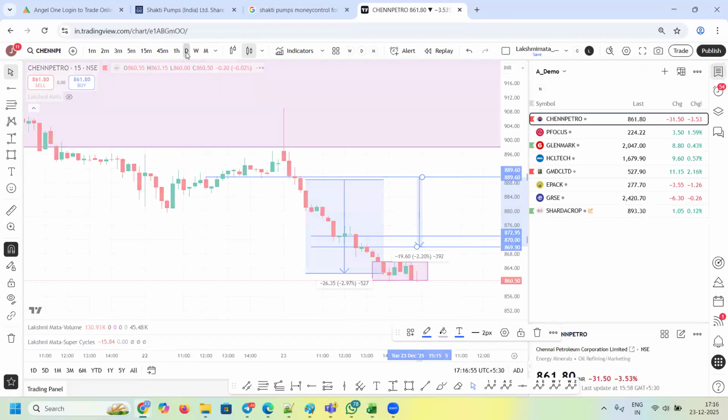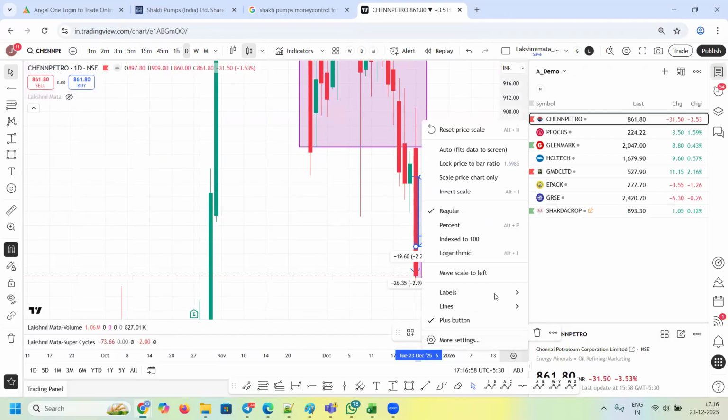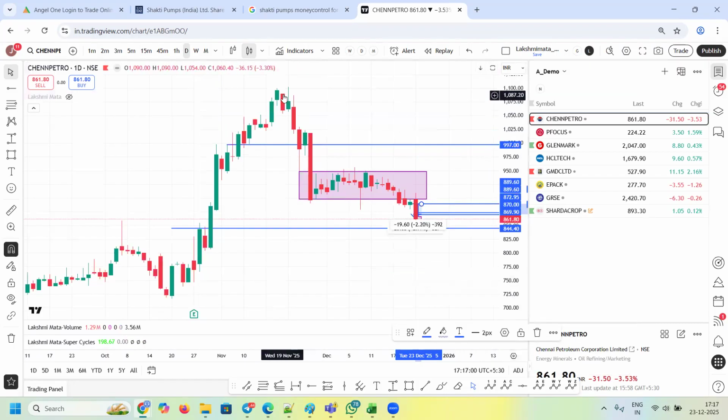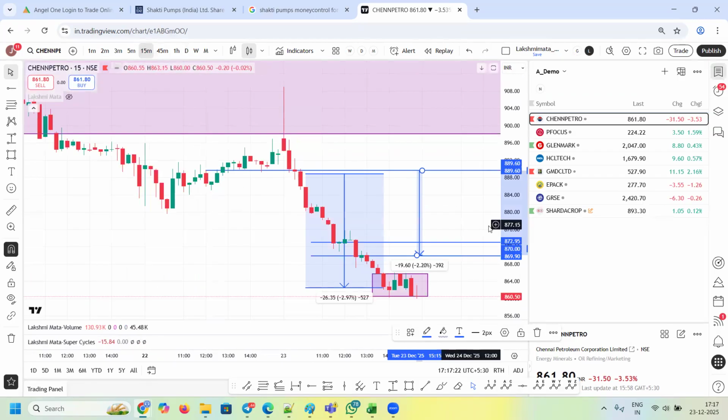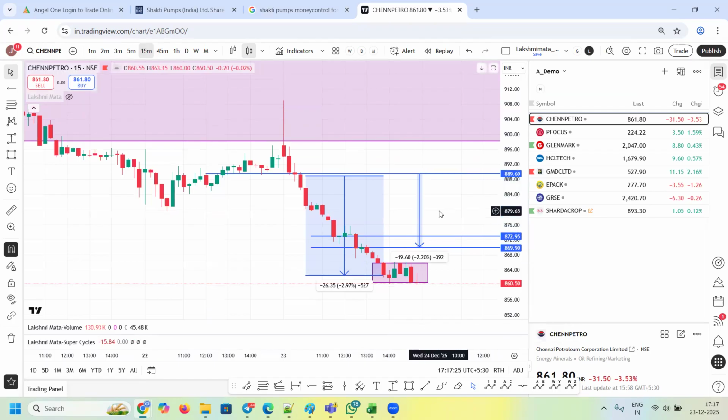Even in the daily chart, if you see, it has fallen nicely. Because once it starts falling, it will fall nicely. That is the logic that applies to candles across the time frames. Either it is daily, 15 minutes, 5 minutes, or anything. Once it starts falling, it will start falling a considerable amount. Is that clear? So this is the thing which I will say.